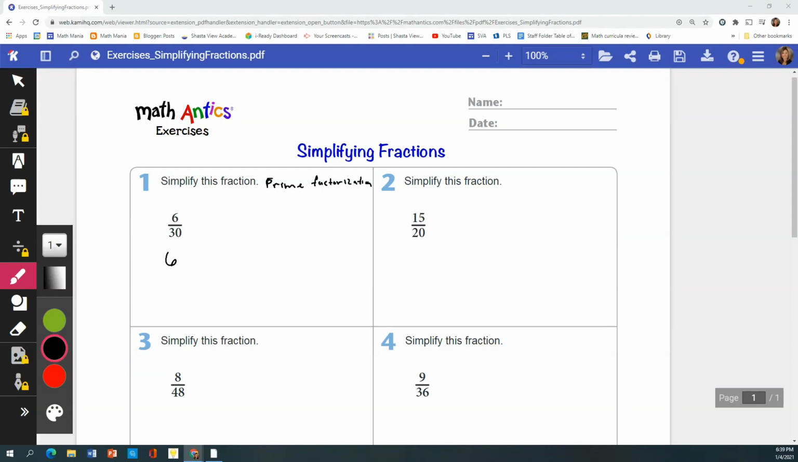I'm going to go ahead and go over the simplifying fractions exercises with you. And if you do not remember what prime factorization is, you need to go back and watch the Math Antics video and refresh your memory. So we're going to start factoring the two numbers 6 and 30. We're going to start with the number 6.